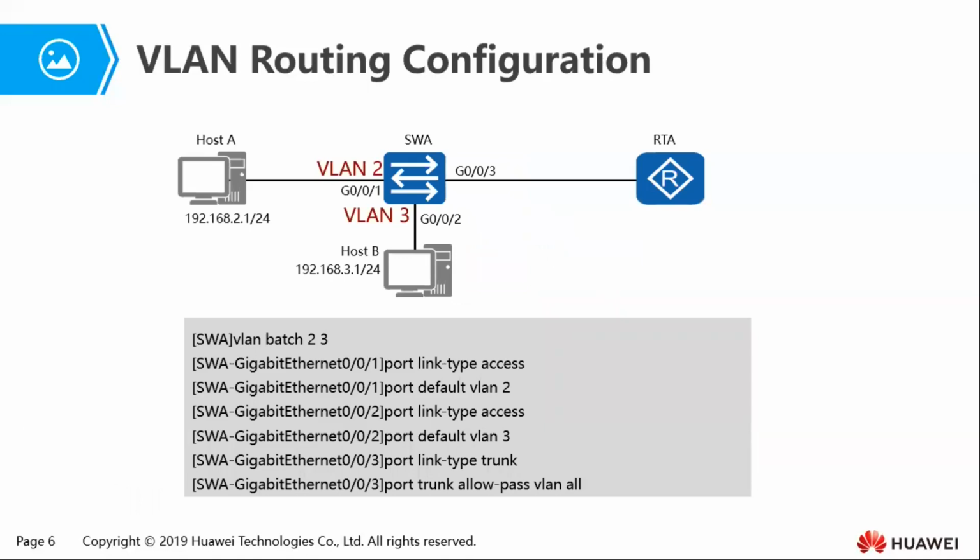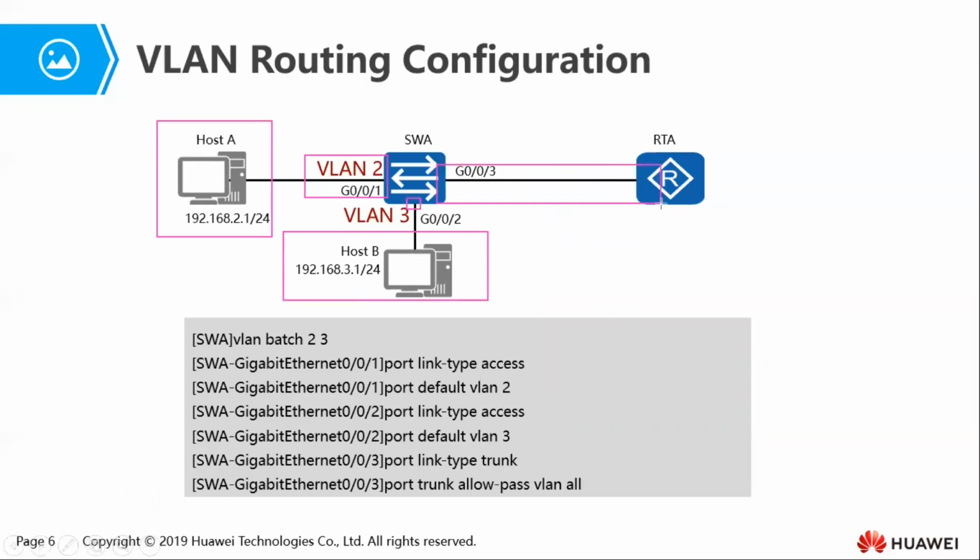So in this particular example, we have host A here, who is in VLAN 2. So we've added that interface to VLAN 2. Host B is on VLAN 3, so the interface that is connected to host B is on VLAN 3. Then we have switch A and router A here. So we want to configure. We'll start by creating VLAN 2 and VLAN 3 using the command vlan batch 2 3.